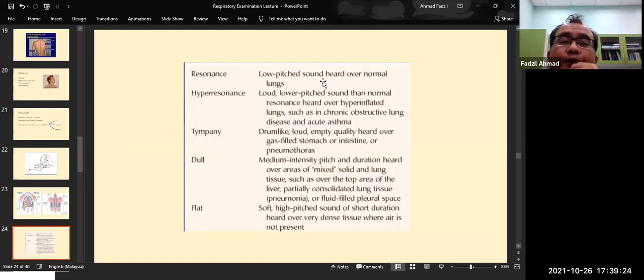Resonance is a low pitch sound, heard over normal lung. Hyperresonant is a louder sound, more resonant than normal, heard over a hyperinflated lung, such as in an acute asthma case or in adult COPD. Tympanic is a drum-like, empty quality heard over the gastric intestine, the stomach, or in pneumothorax. Dull is a medium intensity, pitch sound of short duration heard over solid lung, solid tissue, which will tell you about consolidation, fluid space.